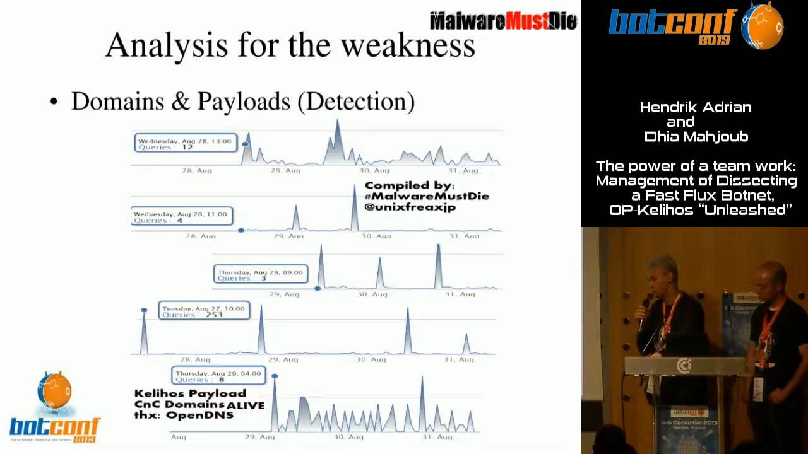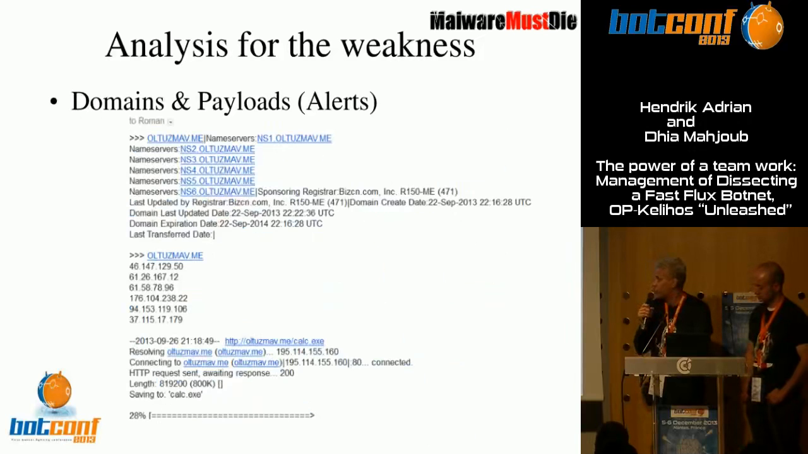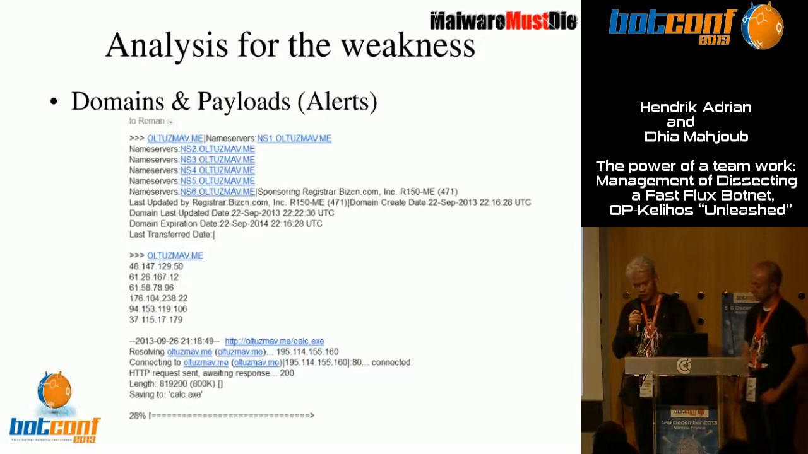Comparing those encryption data with detection through the OpenDNS tools, we create the alert. The alert goes like this. I'm sorry, I sent it to Roman over there. This is one of the alerts. Once the alert is sent, the domains will be sinkholed, done.